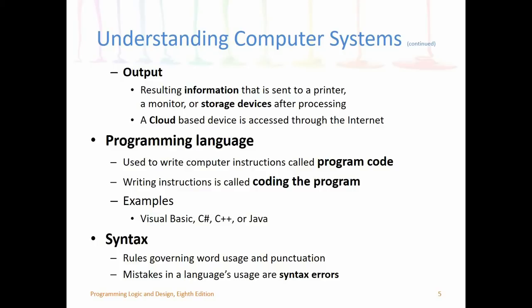The output right this moment is the resulting information that is sent to a printer or a monitor, or whatever storage device may be. A cloud-based device is accessed through the internet, which is also sending the information to a cloud base. Now, we mentioned here the storage devices. Storage devices are hard disks, USBs, CDs, DVDs, cloud components, all of that are storage devices where we can store the information to be retrieved later on.